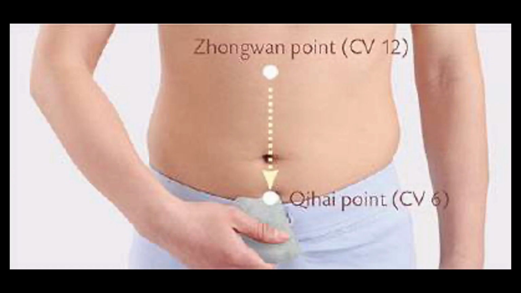Zhongting point and Qihai point. Use the surface scraping to scrape from Zhongting point to Qihai point of the Ren meridian from up to down on the abdomen. Scraping is done respectively on the upper part and the lower part with Shenque point as the border.